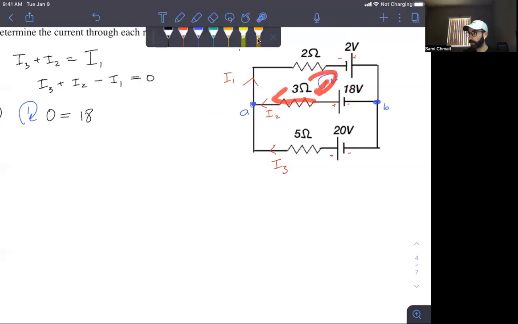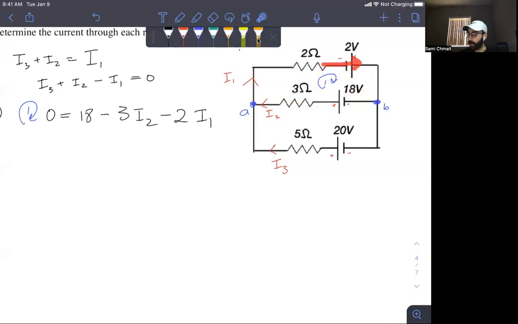Our arrow is pointing this way. And because they're pointing in the same direction, we do minus 3. What's the current there? I2. We continue along. We go up. We go this way. We now hit this resistor. We see that the current is pointing in the same direction as what we defined as our loop here. So again, minus 2. What's the current here? I1. Okay. And we continue moving along.